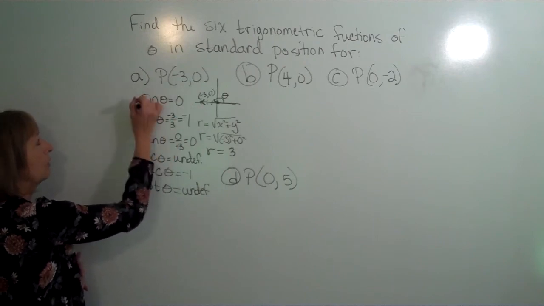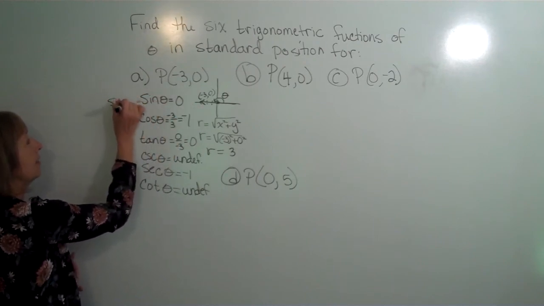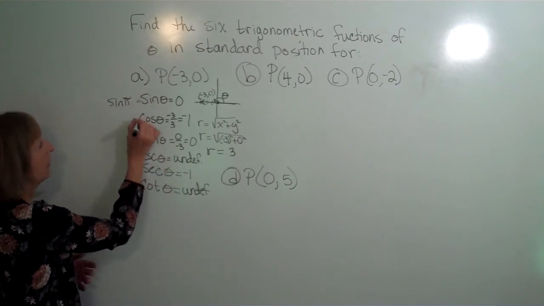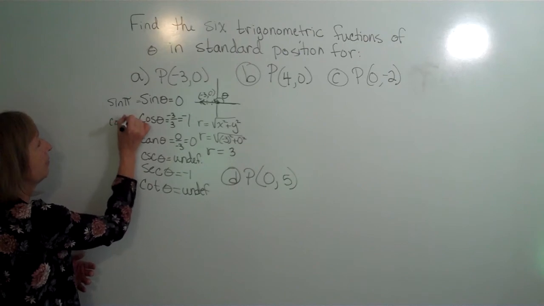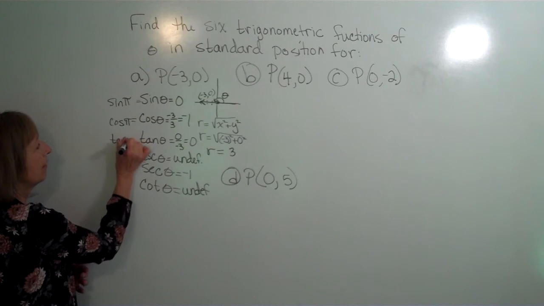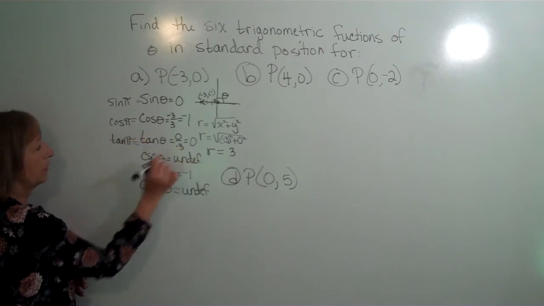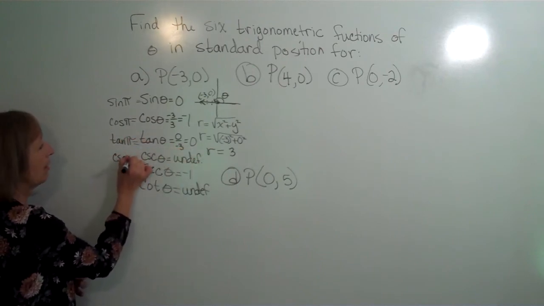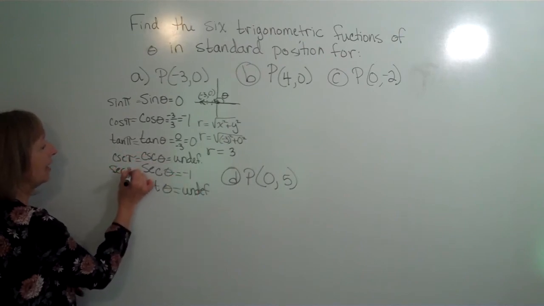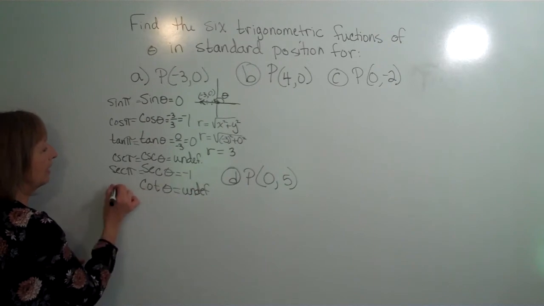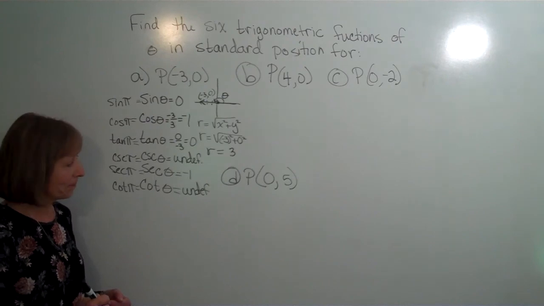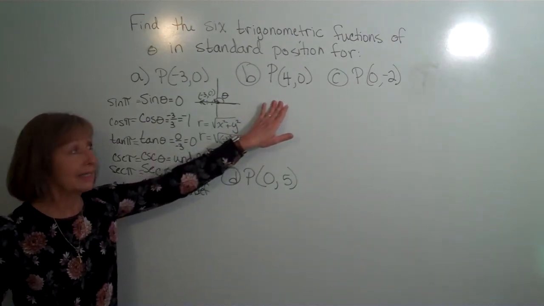So for this particular one, we have that the sine of pi, or the sine of 180 degrees, is 0. The cosine of pi is -1. The tangent of pi equals 0. The cosecant of pi is undefined. The secant of pi is equal to -1, and the cotangent of pi is undefined. How about our next example?